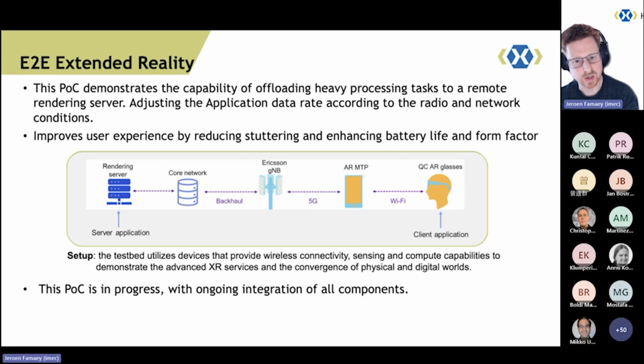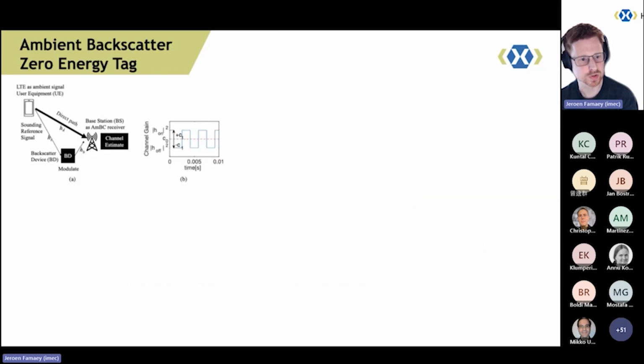The development of this proof of concept is still ongoing, and the results will be presented not in the work package 5 final deliverable, but in the deliverable on the proof of concepts, which is due at the end of the project. Another POC is focusing on energy neutral devices, and specifically zero energy devices without batteries that use ambient backscatter.